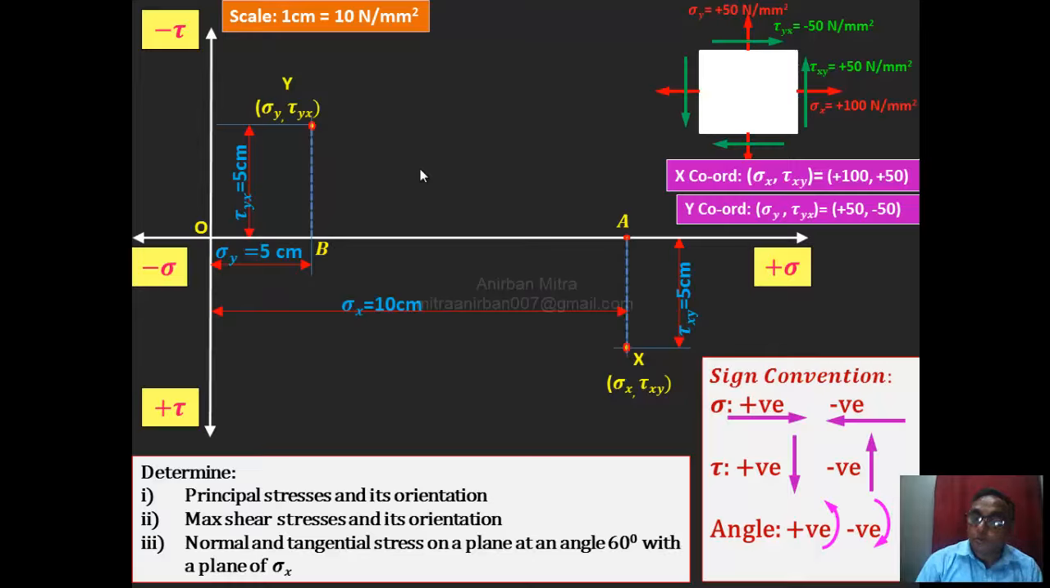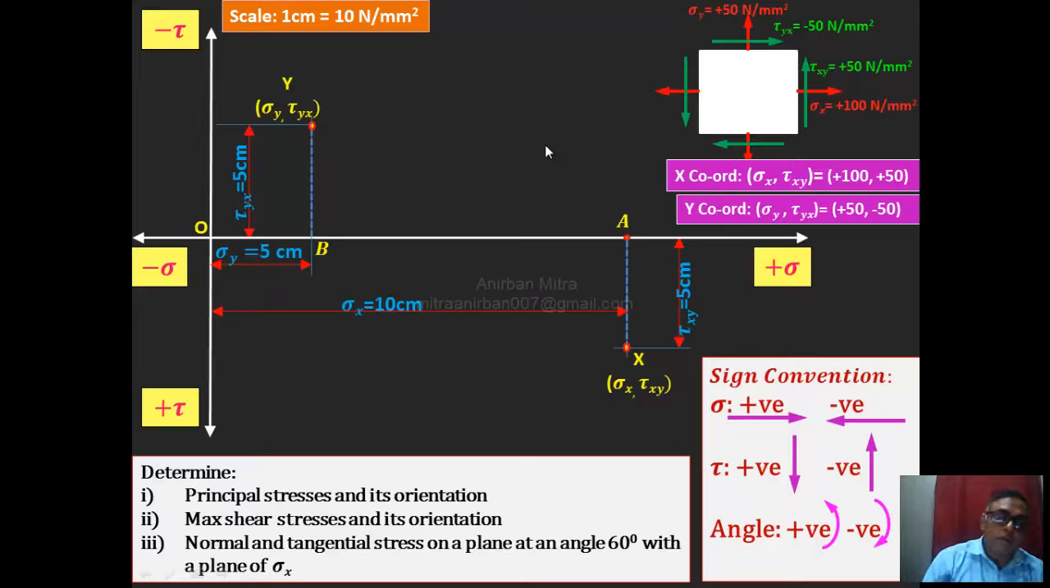Then if you draw the vertical line from this x point, you get the a point, and from the y point if you draw the vertical line you get the b point. So remember, my suggestion is if you use the same notation to solve for principal stresses, it will be very easy to solve any problem using this methodology. So now we have point x and point y, from the x coordinate and the y coordinate, according to the sign conventions, positive and negative.